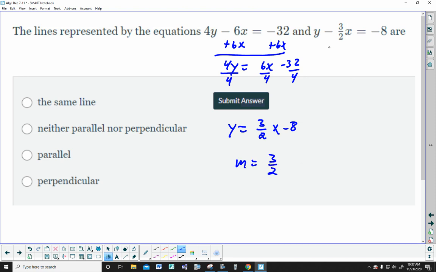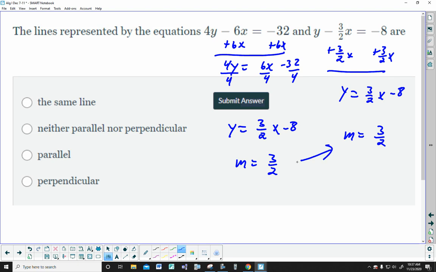For this one, I'm going to add the 3/2 x to both sides, and I get y is equal to 3/2 x minus 8. And the slope of this line is 3/2. So is the y-intercept the same? I was first just going to say they're parallel, but it turns out the y-intercept is also the same. So they're the same line. That would be the correct answer. They're parallel, yes, but the correct answer would be the same line because the y-intercepts are also the same.